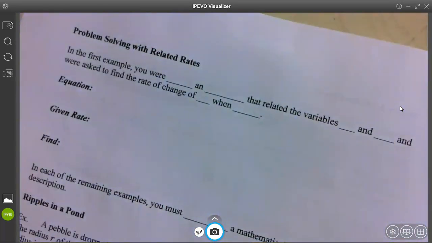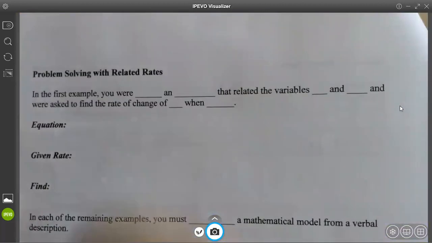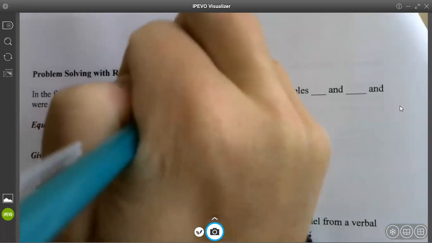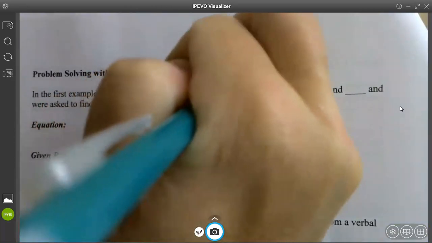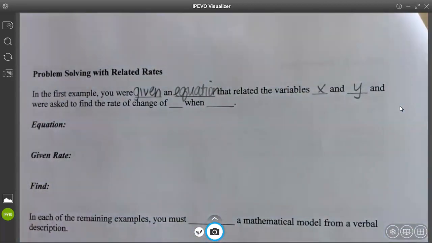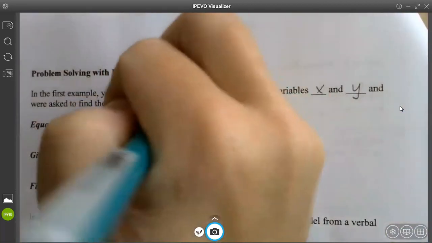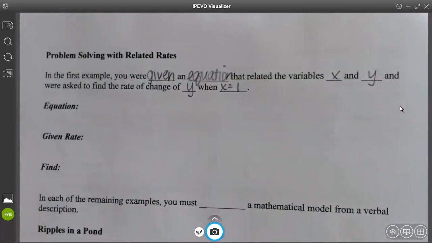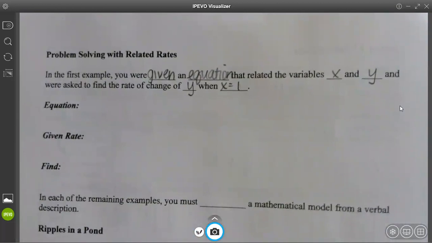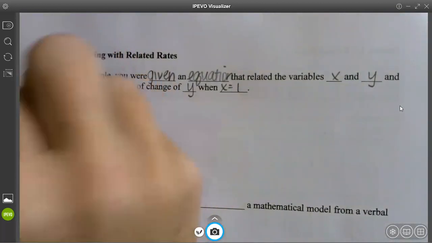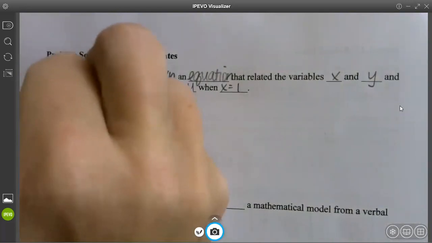All right. Problem solving with related rates. In the first example, you were given the equation that related the variables x and y, and were asked to find the rate of change of y when x equaled 1. So what was the equation that they gave you? y equals x squared plus 3.